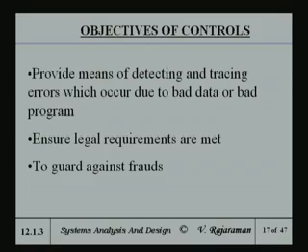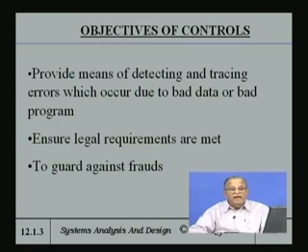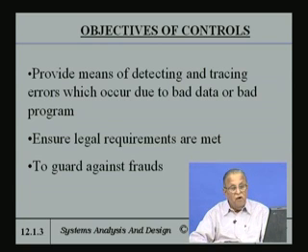Also, there should be means of detecting and tracing errors which occur due to bad data entry or bad programs. In other words, after computing, if you find some errors, they may be either due to bad data entry or due to a bad program. You have to be able to isolate them, so one of the objectives of control is to be able to isolate, and detecting and tracing errors also requires some method of making sure that before the data is actually entered, there is some cross checking which takes place.